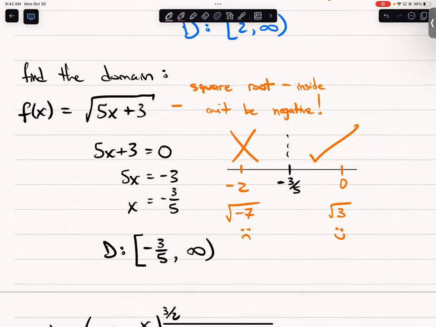If you want to think about it graphically, and you can even graph it in your calculator, it looks something like this, right? So the domain is going in the direction of positive infinity. It just cuts off at whatever this value is. That's the part that we need to go find, right?